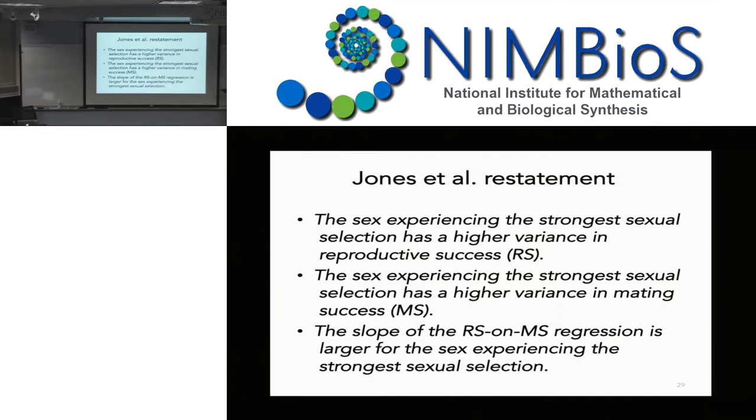And in fact, you don't even have to frame this in terms of asking which sex is experiencing stronger sexual selection. You can simply frame this into how much sexual selection is each sex experiencing. This leads to something called Bateman gradients, after Bateman, which are a way to quantify that. We'll talk about some examples of those in a second.